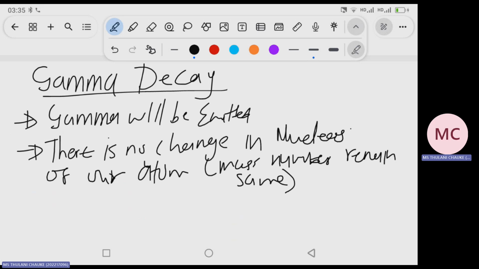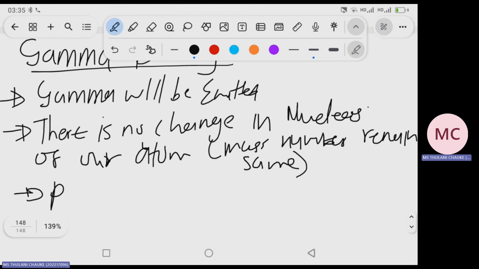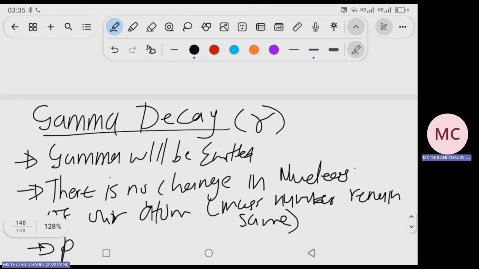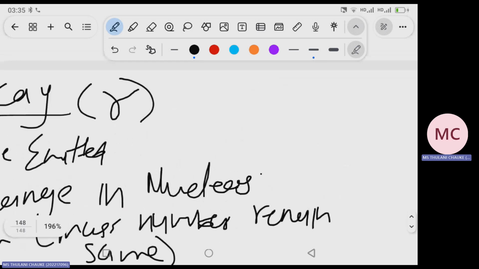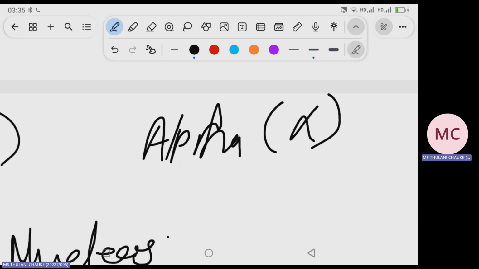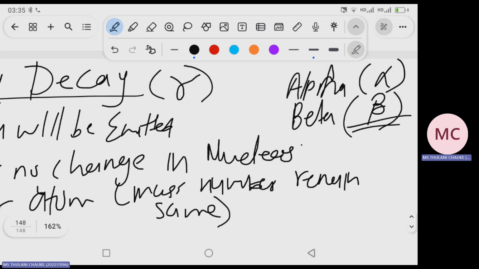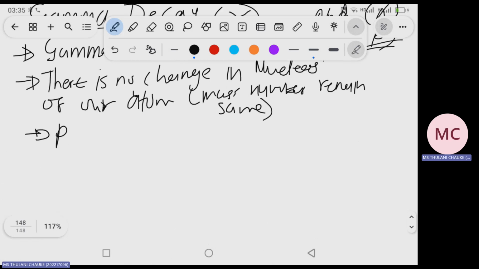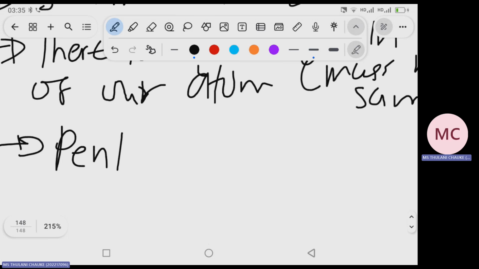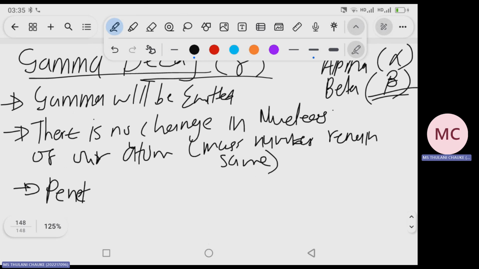And then in terms of penetrating ability, remember that for the first type of decay that we did, alpha, the symbol is this. For beta decay, you can use this. Then this one is gamma decay. So in terms of penetrating ability, this one is the highest.